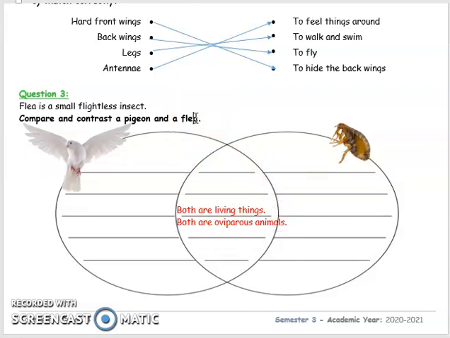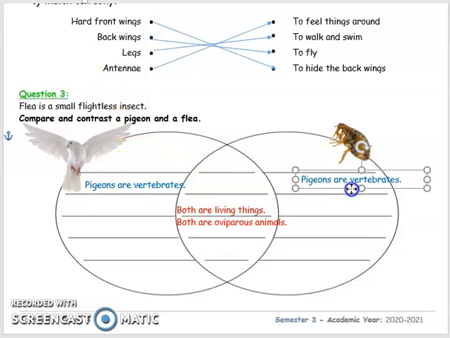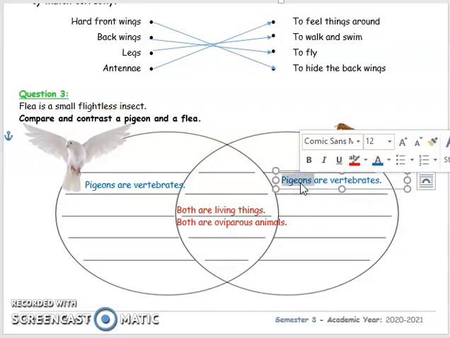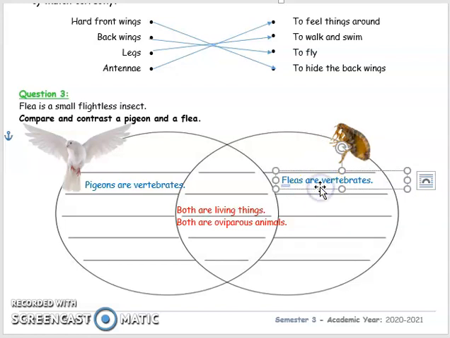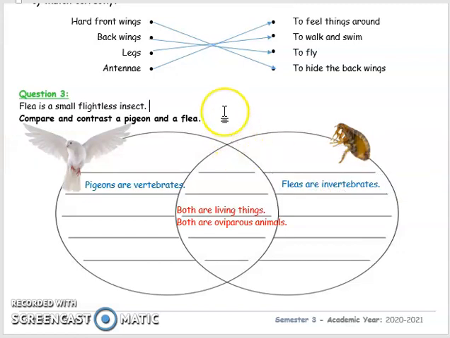Now, how do they differ? How are these 2 animals different? Pigeons are birds, and as you know, birds are vertebrates, while on the second side, fleas are invertebrates. Okay, this way you have to compare the animals. Pigeons are vertebrates, fleas are invertebrates.